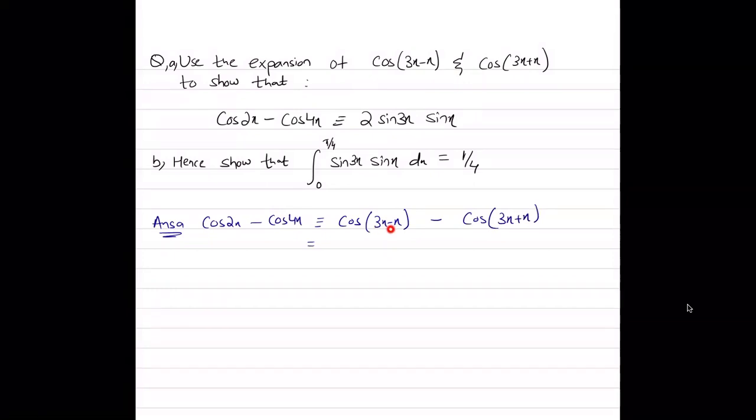What is cos A minus B? It was equal to cos A cos B plus sin A sin B. So cos A cos B plus sin A sin B, minus cos of A plus B, which was cos A cos B minus sin A sin B. Now you can just simplify this. Cos 3x cos x minus cos 3x cos x gets eliminated. Sin 3x sin x plus sin 3x sin x is 2 sin 3x sin x. That's it.